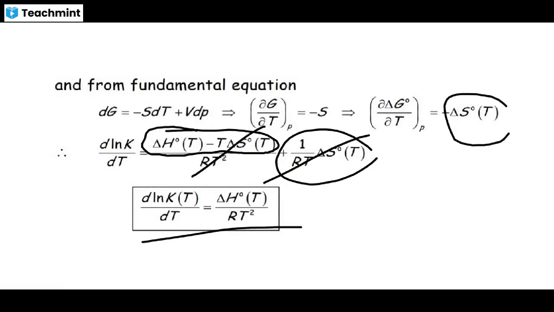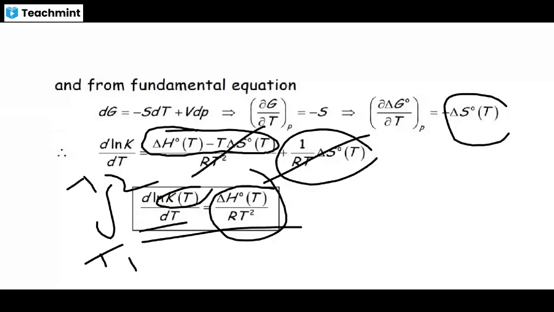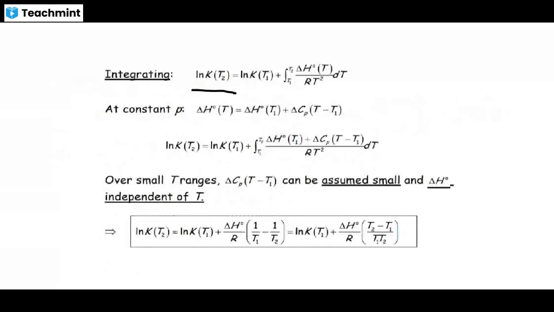Dependence of ln K with respect to temperature. This is nothing but enthalpy divided by RT square. So integrating this equation from temperature T1 to temperature T2, you get ln K2 minus ln K1, and take this to the right-hand side and differentiate with respect to delta G. At constant pressure, delta H is nothing but delta Cp (T2 minus T1), or T minus T1. Okay, same.